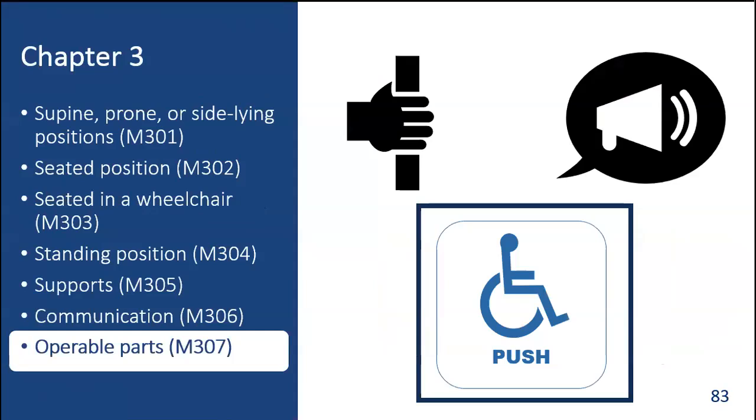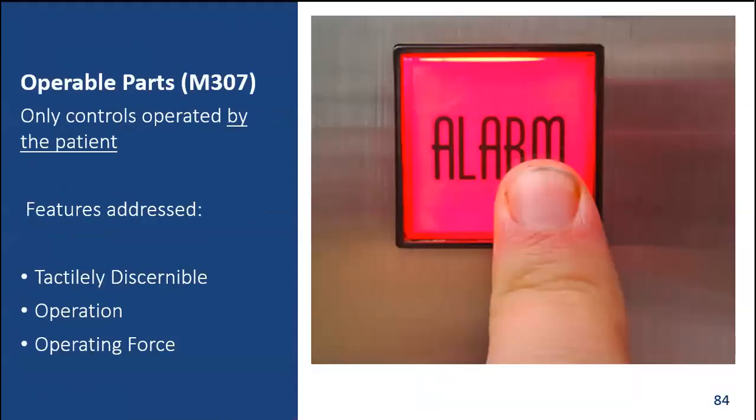All right, so we're going to talk about the last piece, which is operable parts, which you'll find in section M307 of the Medical Diagnostic Standard. Now again, this is only controls operated by the patient. For instance, if you had somebody on a scanning bed and you gave them a call button and said, if you have a problem with this, press the button so we can stop the scan. Now that call button is an operable part that is covered by the standard.